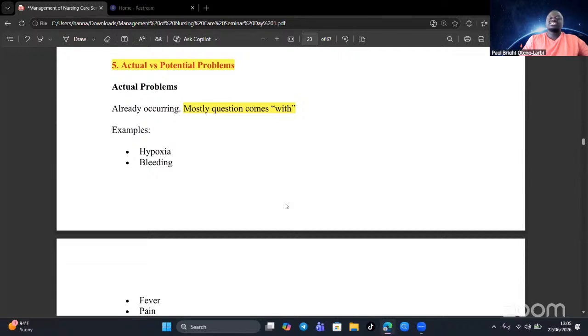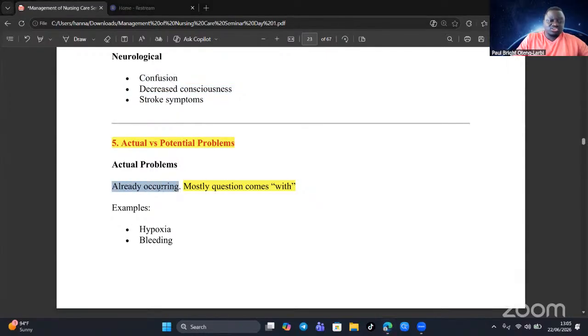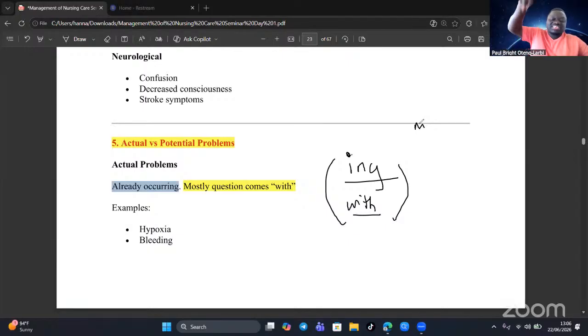Yes. This patient is having what? Confusion, decrease, whatever, stroke. Yes. Example, or other examples, bleeding. So the question will mostly come, patient so and so weight, this symptom, that should tell you that okay, it is already occurring. Sometimes they use English to confuse people, the INGs, the continuous verb. These are verbs. They use it to confuse people. That should tell you that okay, this problem we are talking about is already occurring with the patient.